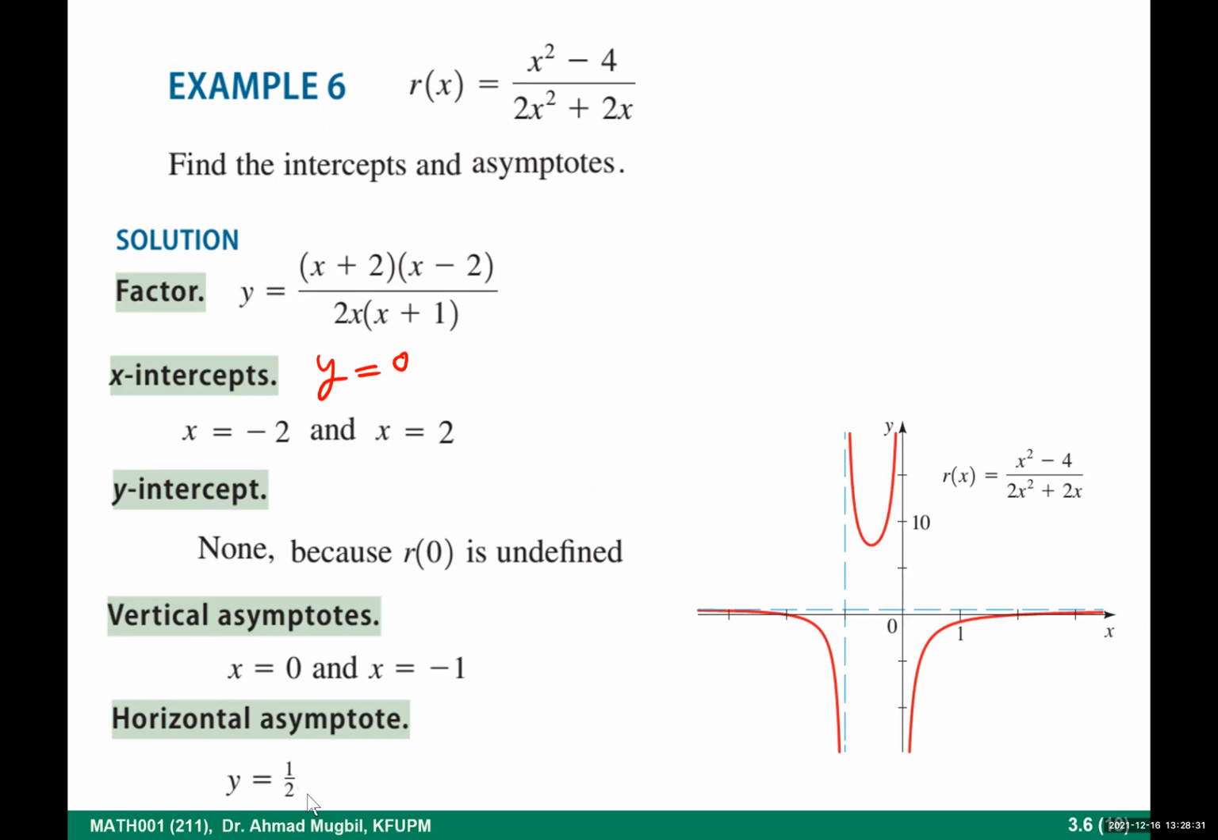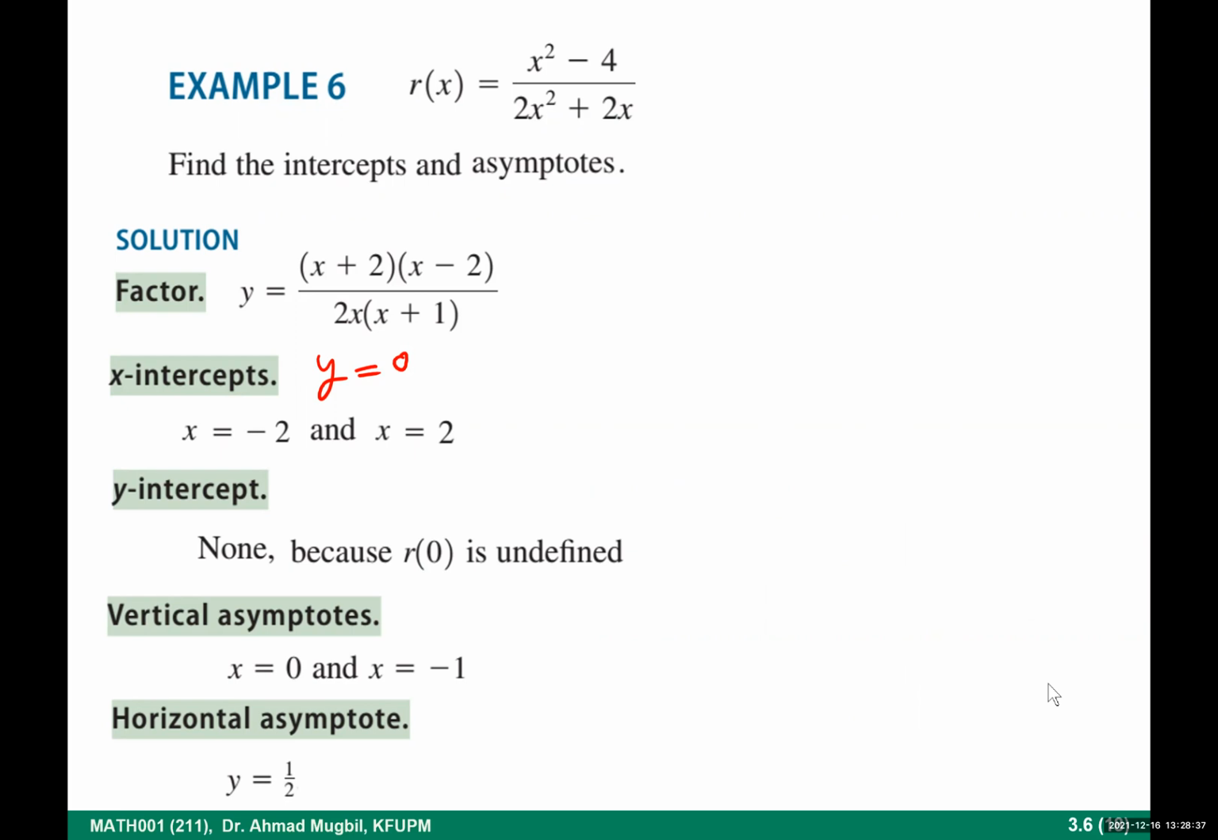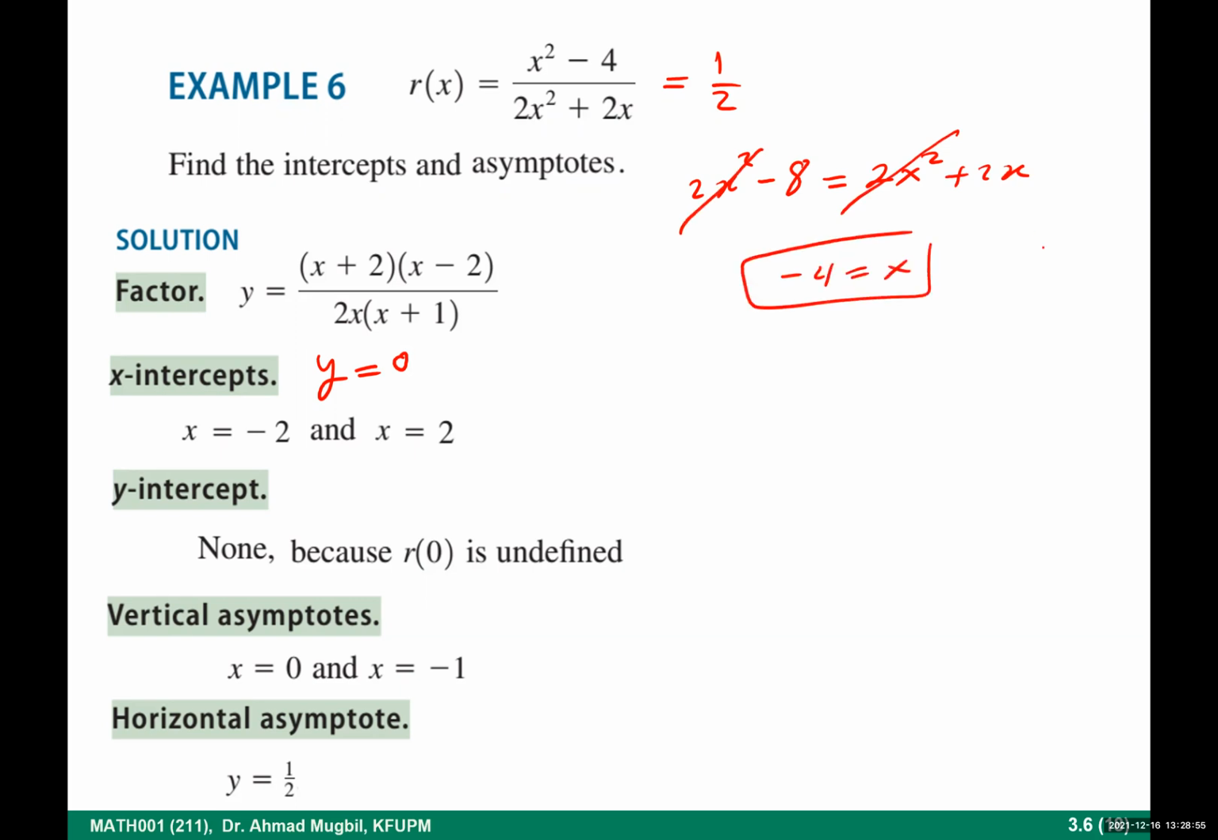This is the graph. And this graph, of course, what do you think? It intersects or not? Not from the graph. But it equals to what? A half. What will you get? 2x squared minus 8 equals 2x squared plus 2x, right? So what is it? Negative 4.